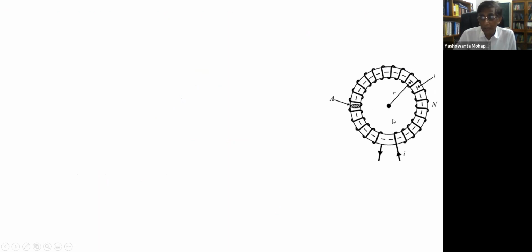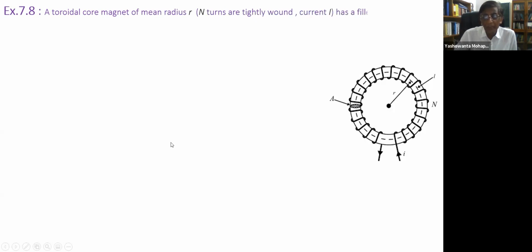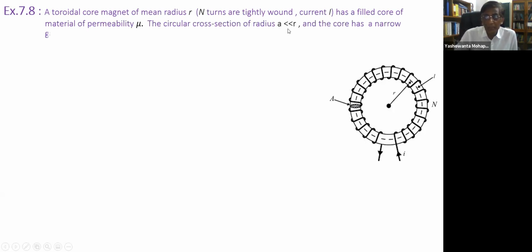Now let's take an example of a very widely used configuration, a toroid filled with a core material, and there is a small air gap here. There's the area A, but suppose I have a small air gap of length L. So I open up an air gap of length L, and the core has permeability mu, the circular radius is much, much less than R, and the core has a narrow gap of length L. So find B and H inside the core and H in the air gap.